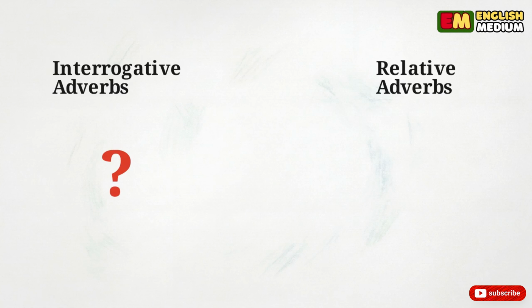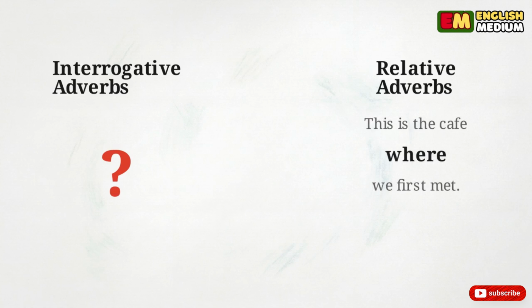On the left, we have interrogative adverbs, which we use to ask questions about things like time or reason, like the word why. On the right, we have relative adverbs. These act like bridges. In the sentence, "This is the cafe where we first met," the word where links the cafe to the story of how we met.